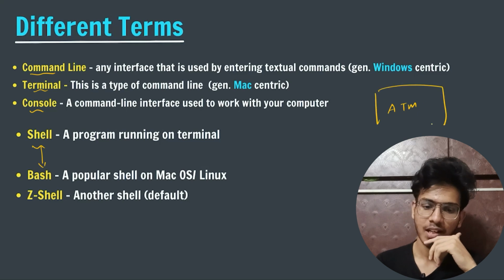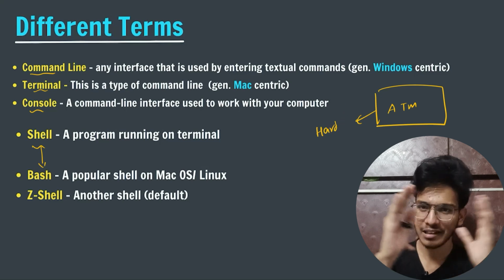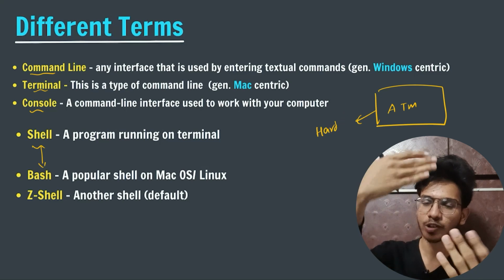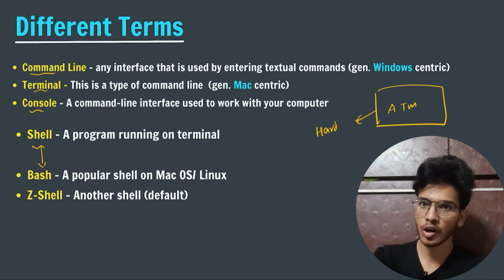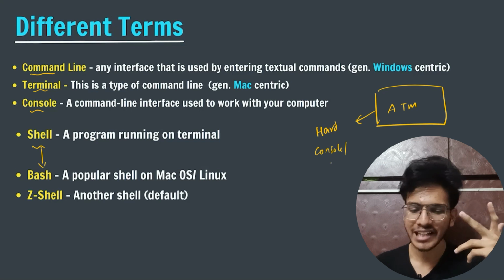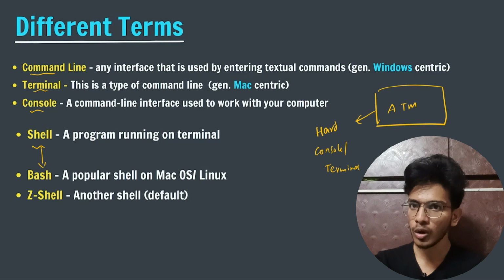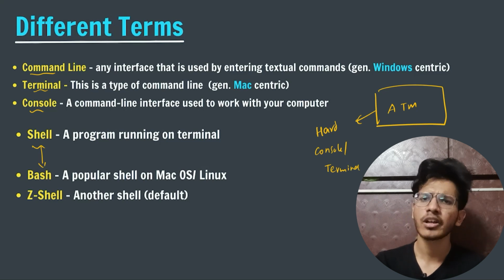ATM is a hardware device, and you can draw the overlay, the interface, or you can say the structure of the ATM, which is nothing but your console. Console and terminal are basically the same. Terminal is the hardware of our whole prompt, or you can say the interface.